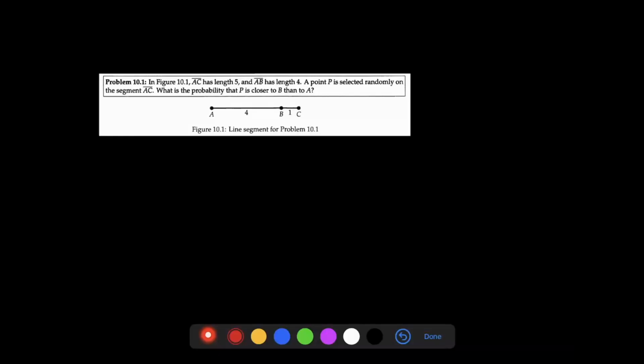First, let's determine the region in which the condition is satisfied. In other words, we say, what regions are the points closer to B than they are to A?